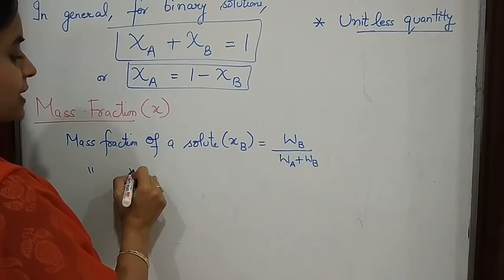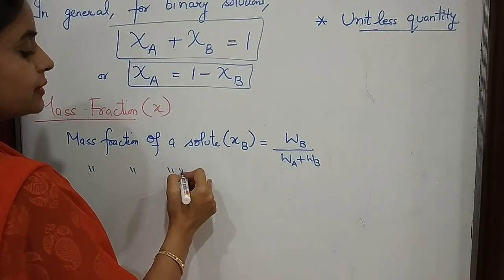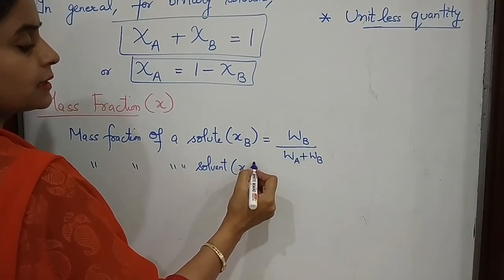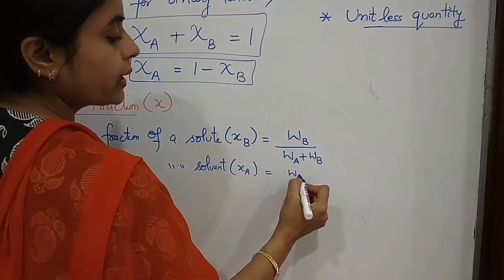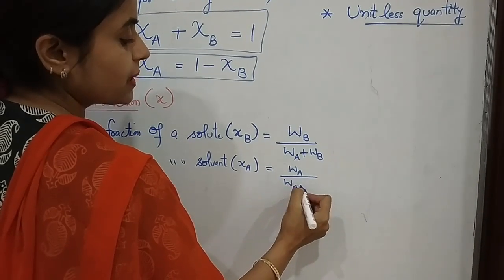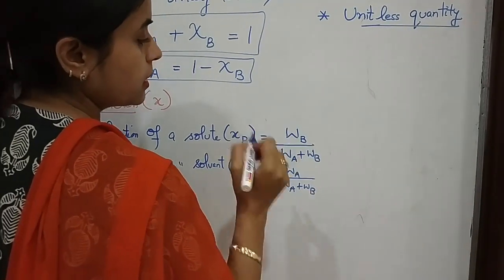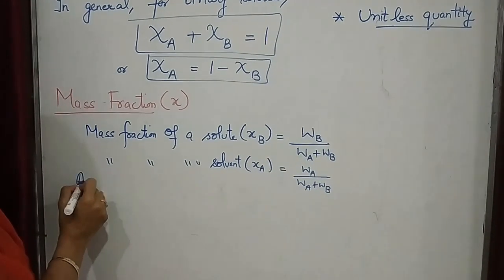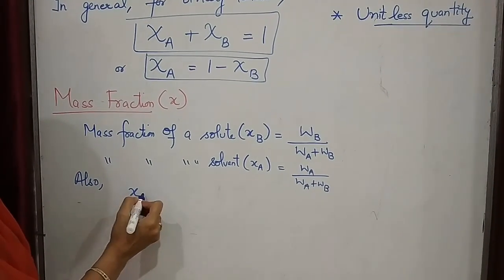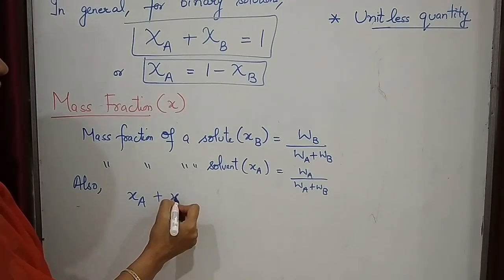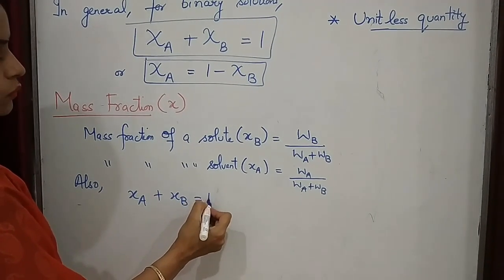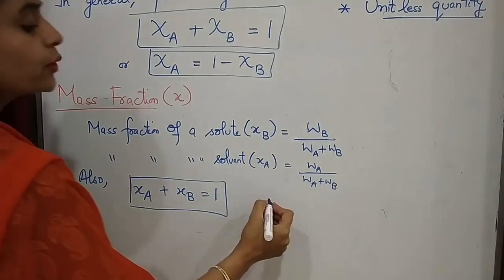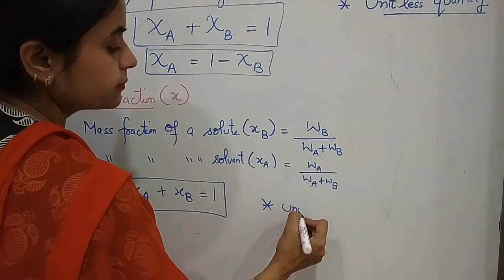And the mass fraction of a solvent, XA, is equal to WA upon WA plus WB. Here also the mass fractions of both the components add up to 1. Again, this is a unitless quantity.